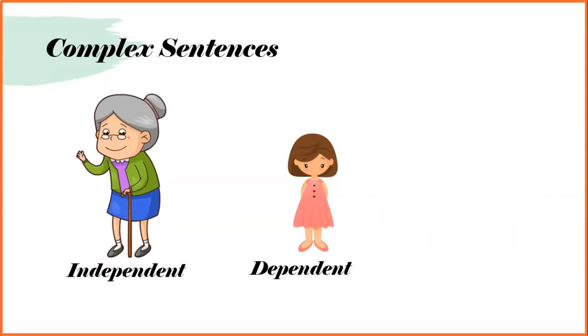Think of a complex sentence like a grandmother watching a little girl. The independent clause is the grandmother. She's all grown up. She is independent. She can do everything by herself. The little girl is dependent. There are things that she doesn't know how to do yet that she's dependent on her adult to help her with. She can't live all alone.